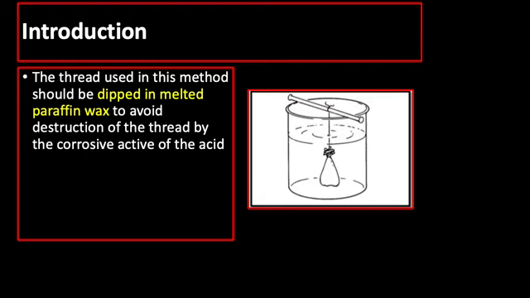As soon as fixation is complete, the selected pieces of tissues are usually placed in a gauze bag and suspended in liberal amounts of decalcifying solution by means of a thread to ensure complete decalcification and to protect the tissue from any precipitate that might be settled at the bottom of the container. The thread used in this method should be dipped in melted paraffin wax to avoid destruction of the thread by the corrosive activity of the acid.